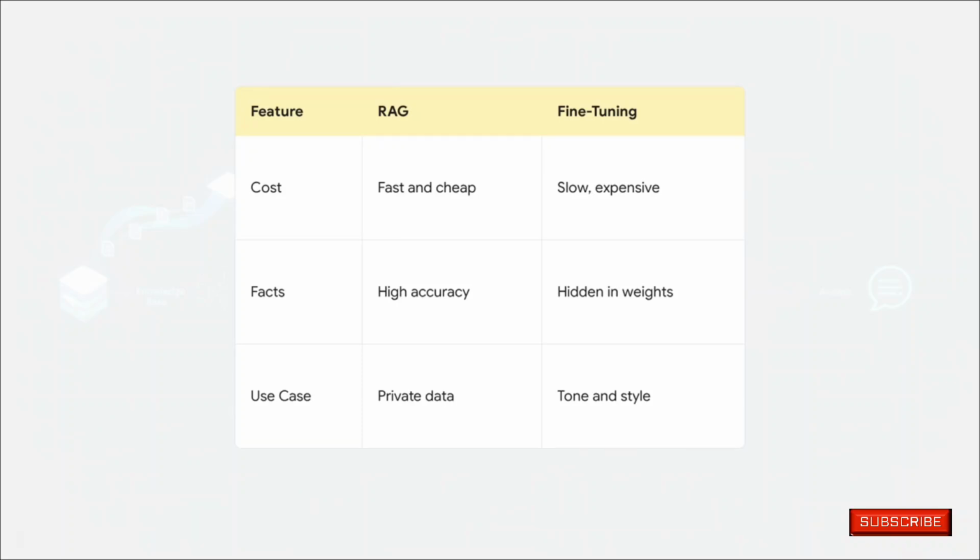Fine-tuning, especially with efficient methods like LoRA, is expensive and it hides knowledge deep inside the model's weights where it really can't be audited. But fine-tuning is absolutely the winner if your goal is teaching the model a specific tone, style, or output formatting behavior.